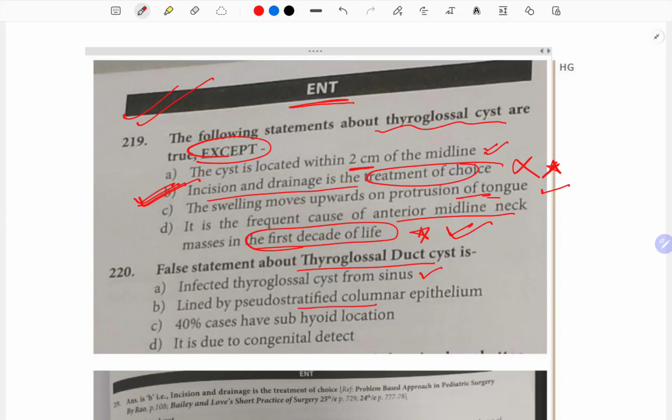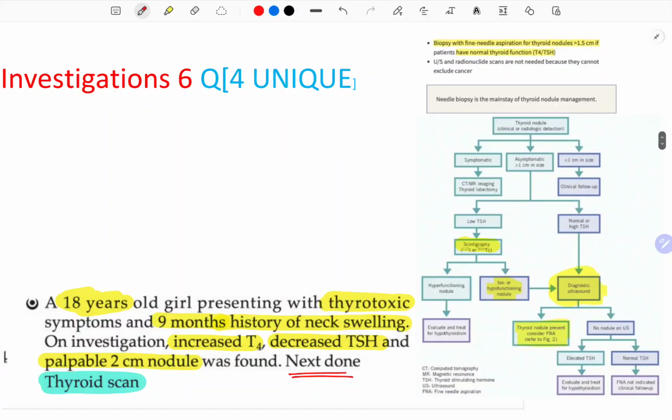It is lined by pseudostratified columnar epithelium. That's also right. 40% of the cases have subhyoid. I told you the most common location is subhyoid and it is present in 65% of the cases. So the answer of this question is C. Now let's look at the last option. It is due to congenital defect. Absolutely right. So the answer is C.